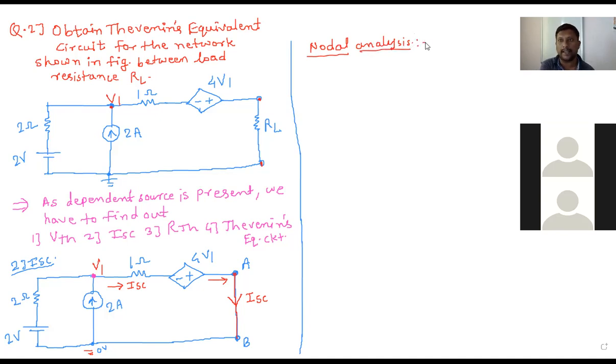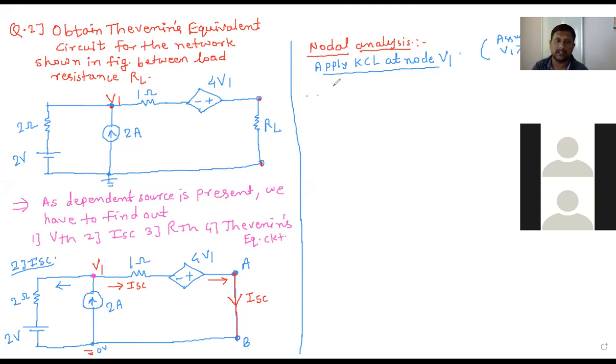Okay, so apply KCL at node V1. So this is outgoing. You can mark this current by assuming V1 is greater than 2. This is also incoming, 2 ampere, and this is the ISC you can take. Okay, V1 you can compare with 4V1 because this is the voltage source and resistors are already present in between. So assume that V1 is greater than 2 volt.